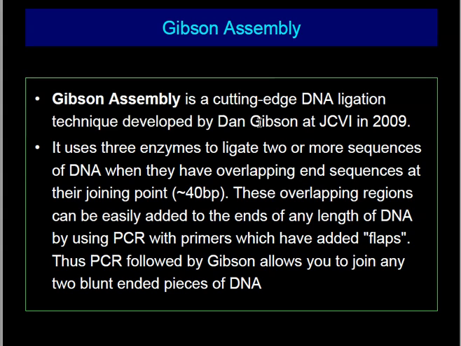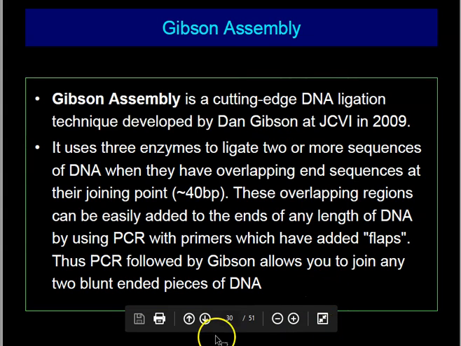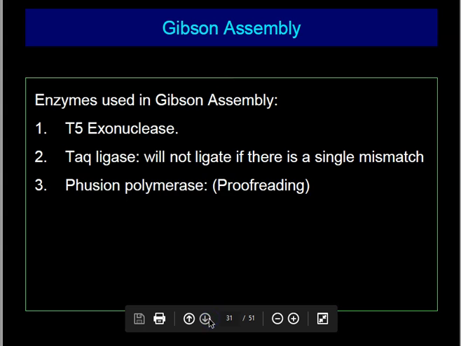It utilizes 3 enzymes to ligate 1, 2, or 3 sequences with an overlapping end. It's very important to note that when you want to join or ligate 2 sequences, there should be overlapping ends. This is because of the enzyme chemistry which is utilized in a Gibson assembly reaction. Let us look at Gibson assembly in detail. These are the enzymes which are utilized in Gibson assembly.